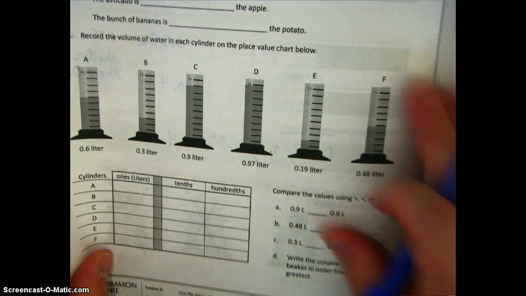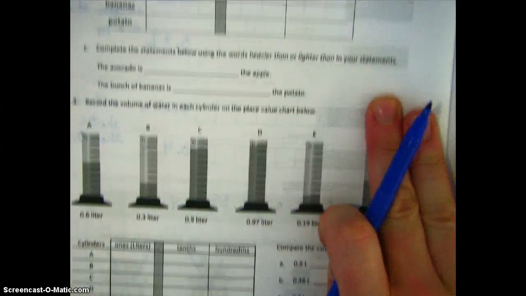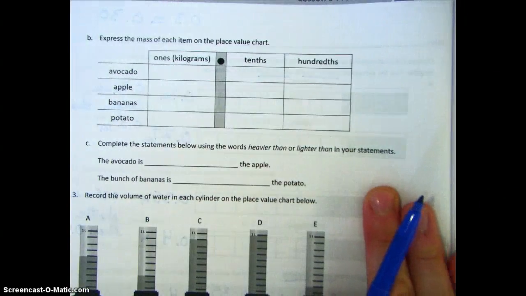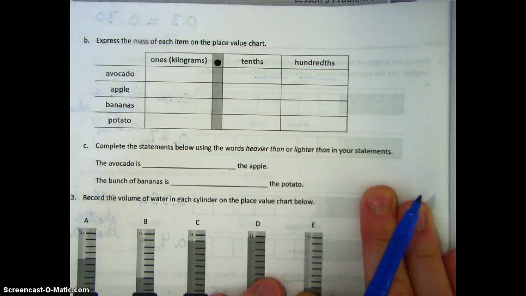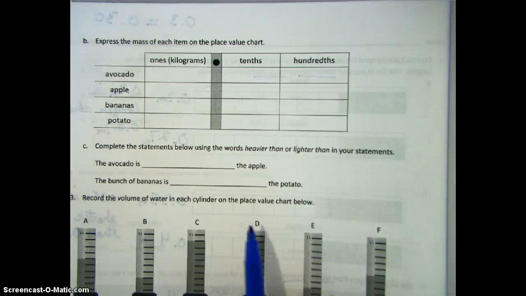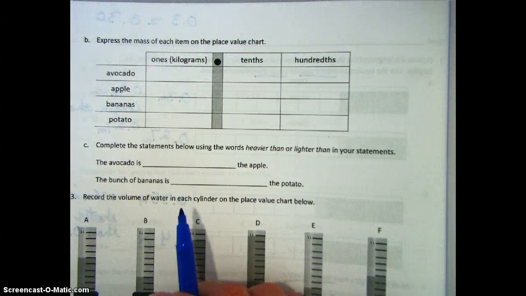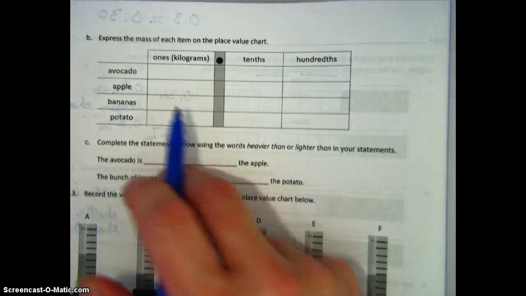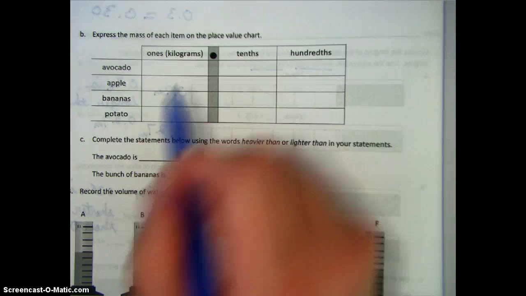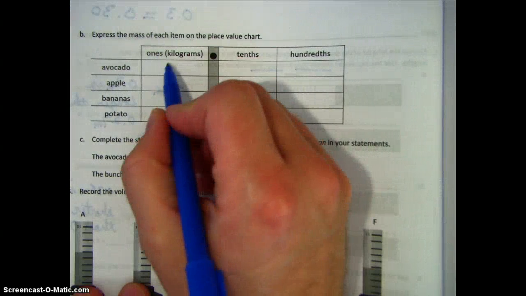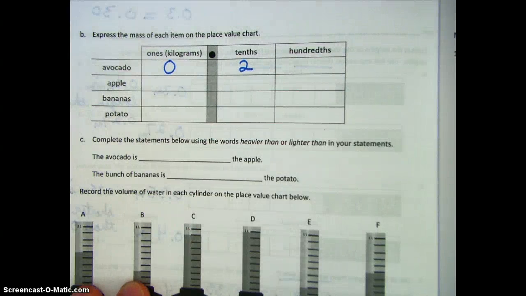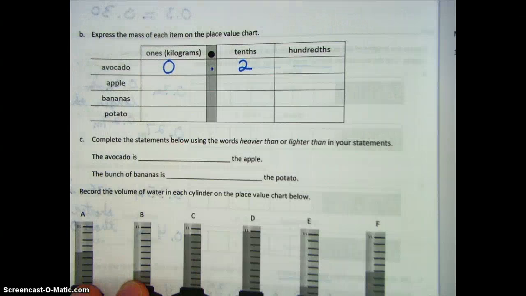So now what we're going to do is we're going to take a look at those 4 fruits, and we're going to express the mass of each item on the place value chart. Okay, so each one of them has 0 full kilograms. They were all less than a full kilogram. Okay. And we remember that our avocado was 2/10 of a kilogram. So I have 0 ones, I have 2/10. And then our decimal point.